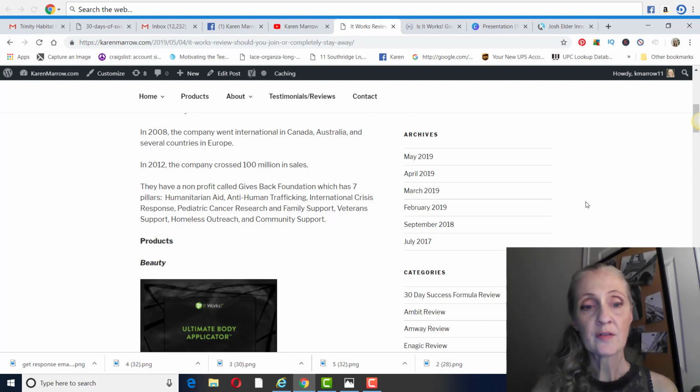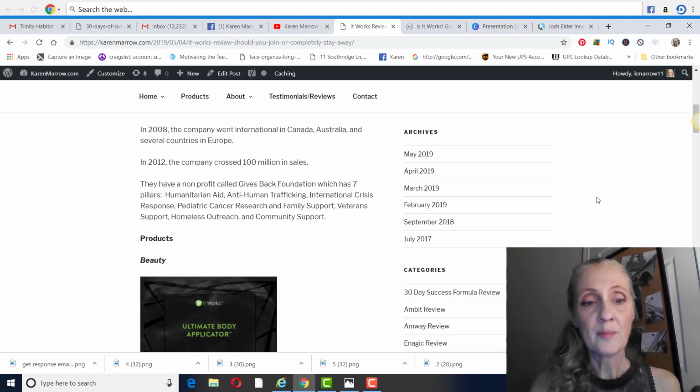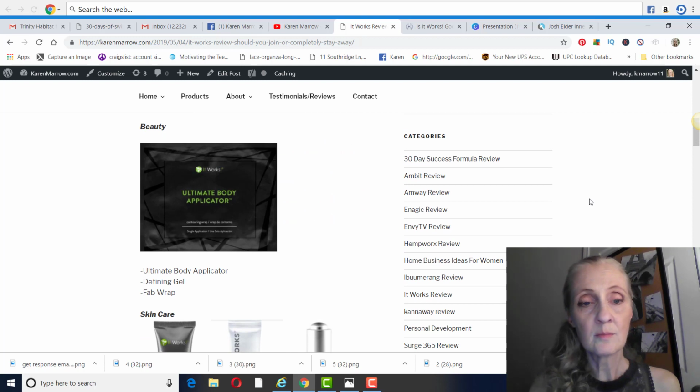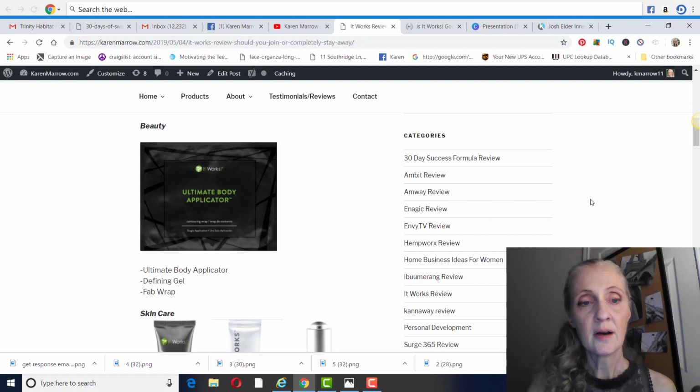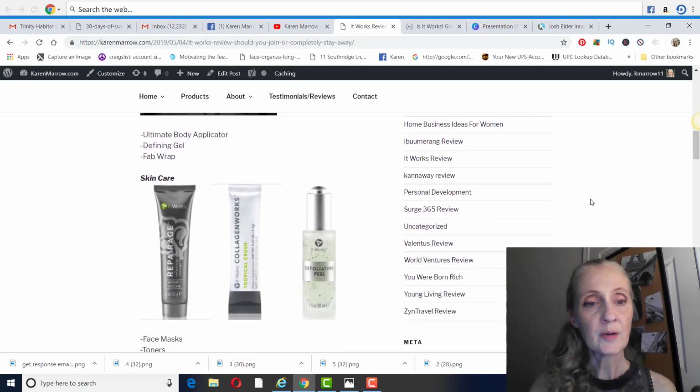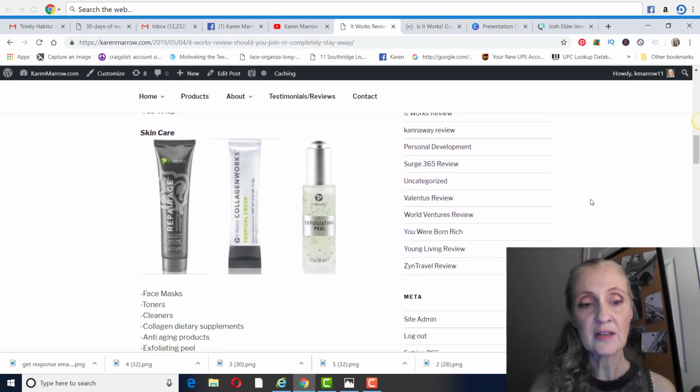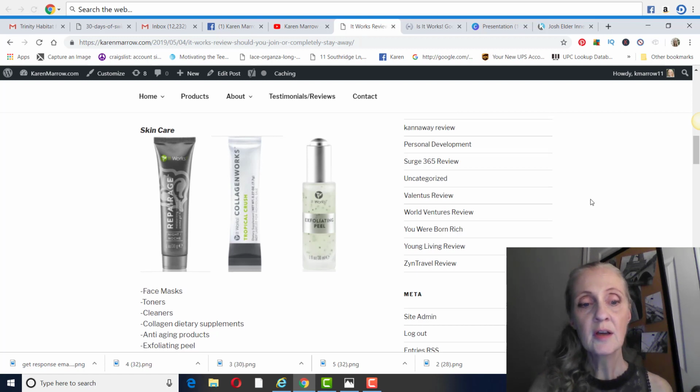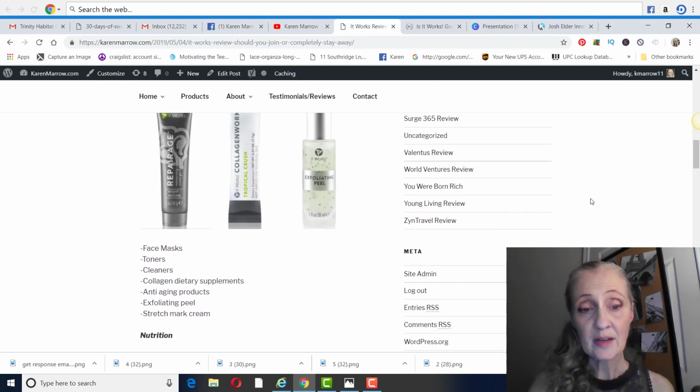So, just a brief overview of the products. Of course, you can go to their website to get more detail. For the beauty products, the one they're most known for is the Ultimate Body Applicator, where you put on the gel, wrap it, and leave it on for 45 minutes to decrease weight and for toning.